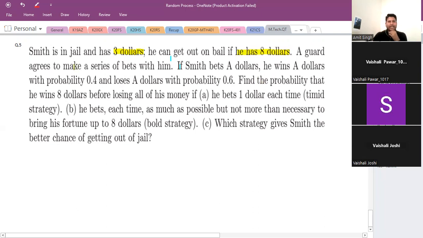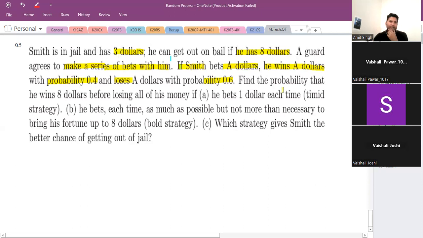A guard agrees to make a series of bets with him. If Smith bets $1, he wins $1. If he bets $3, he will win $3, with probability 0.4 for winning and 0.6 for losing. So if all the $3 are put on the bet, he will get $6 with probability 0.4, and he will get 0, all the $3 finished, with probability 0.6.